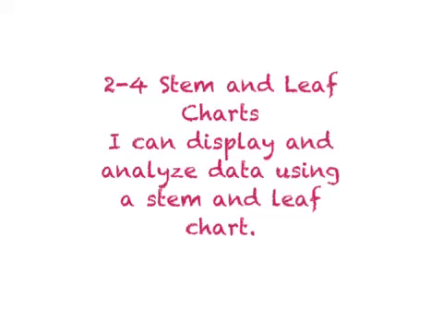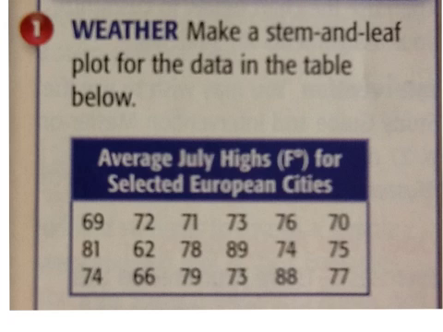Today we're looking at topic 2-4 in our textbook. Our goal is to be able to display and analyze data using a stem and leaf chart. So we're going to look at the below table to make a stem and leaf plot for this data. We're looking at the average July highs for selected European cities. And you can see in the data chart it just kind of gives us the data spread out.